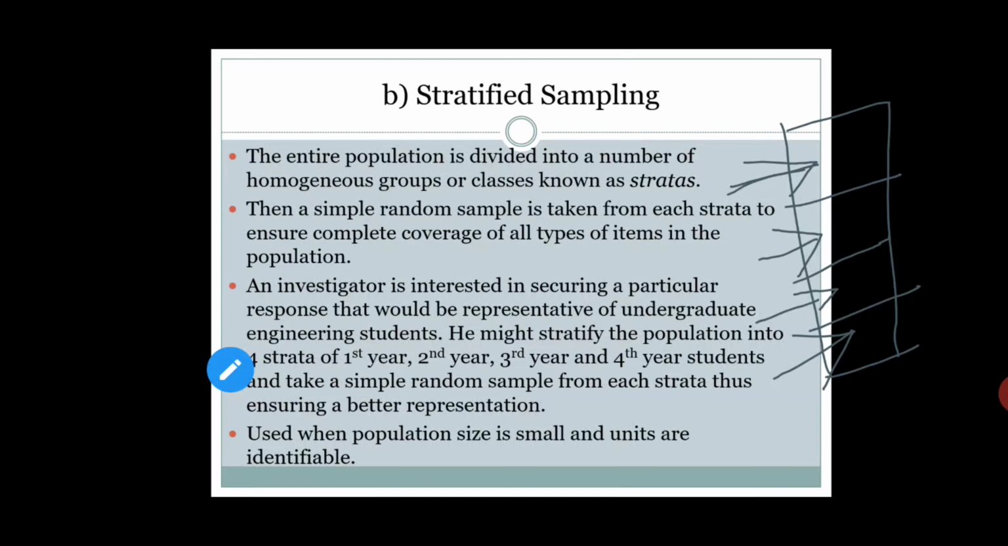It is used when population size is small and units are identifiable. So it cannot be applied to a population which is very large. Okay, keep that in mind. So simple random sampling and stratified sampling are for populations which are small in size.